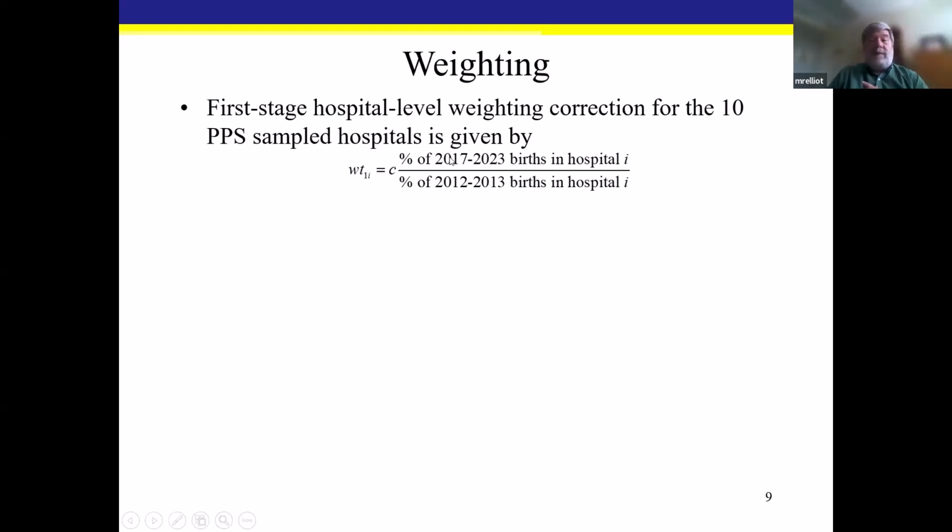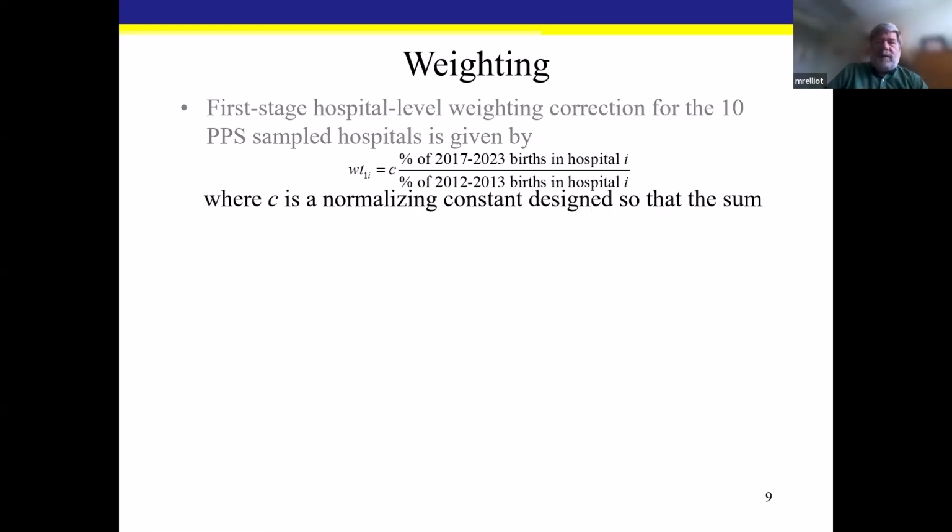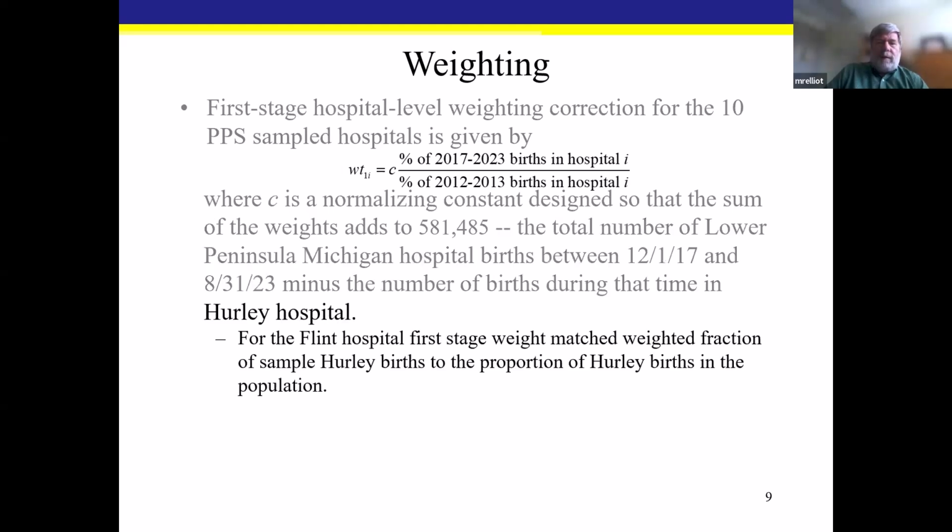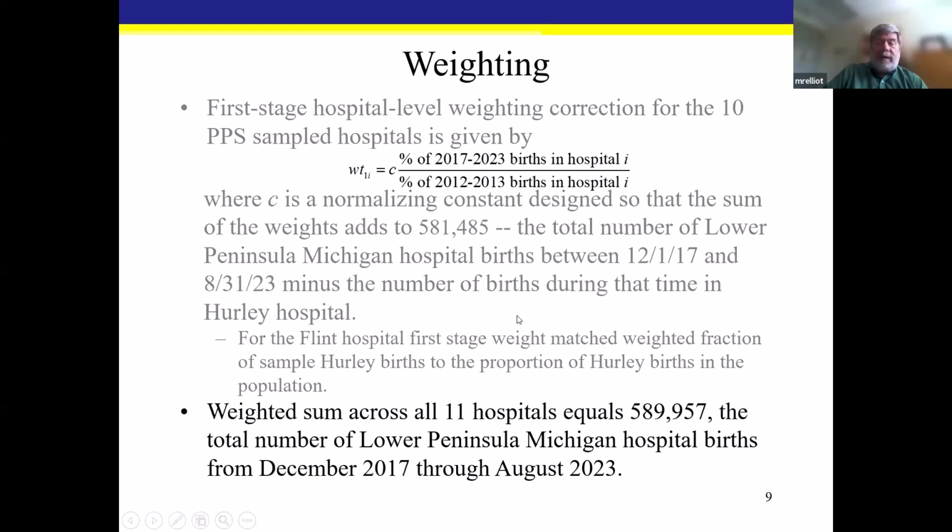So proportion of the proportions, if you will, with a little constant that's designed so that the sum of the weights adds up to the total number of Lower Peninsula Michigan births minus the births during that time in Hurley, which is our Flint hospital. For the Flint hospital, we did a first stage weight that just looked to match the weighted fraction of the sample Hurley births to the proportion of Hurley births in the population. So the weighted sum across all of these then equals a little under 600,000, which is the total number of Lower Peninsula births between December 2017 and August 2023.